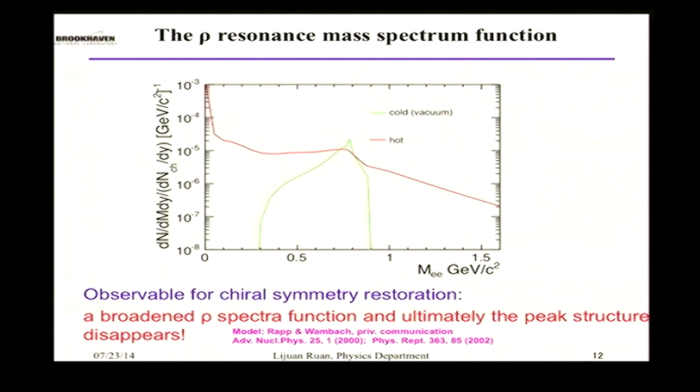If the peak structure disappears, that means if I just give you a very smooth function and ask you, do you see a particle? You probably will say, no, I don't see a particle. And that's what we want. That means this particle is completely melted. And this would be the signature of chiral symmetry restoration.